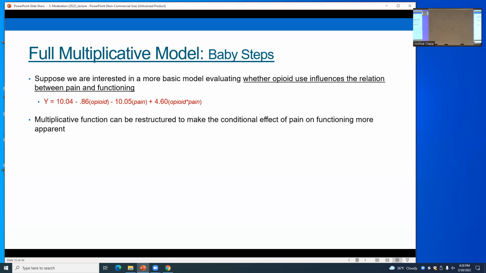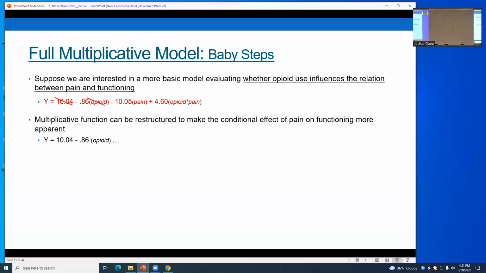Okay, I've got this set up. Elizabeth, what is my moderator in this question? What's my conditional effect? What's the association I'm interested in, and then what's the moderator? Okay, perfect. When I start factoring this out, I'm going to drop down any terms that don't involve my conditional effect. Amanda, what's my conditional effect? Pain, okay. Pain is my conditional effect.